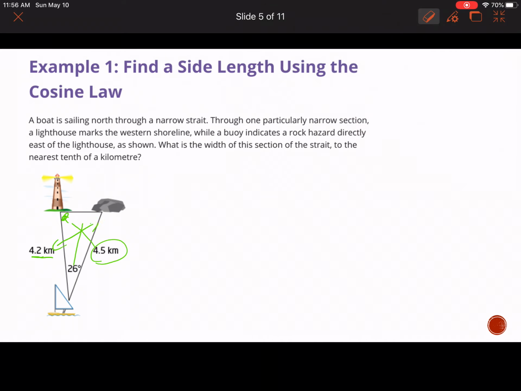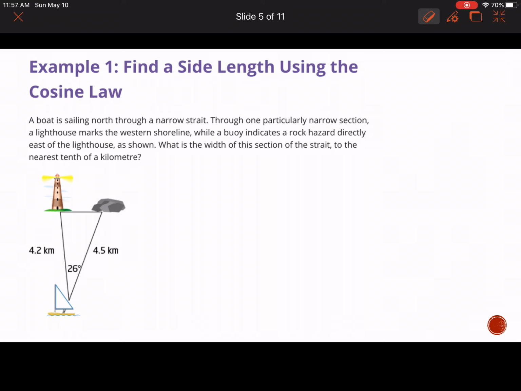We use the cosine law when we don't have opposites that work. When we've got two of one, in this case two sides and one angle, and then tomorrow we'll learn if we have two angles and one side. So sine law is easier. If you can use sine law, use sine law. When you don't have a pair that match and you can't find a pair that match, then it's time to use cosine law. So in this example, find a side length using cosine law.